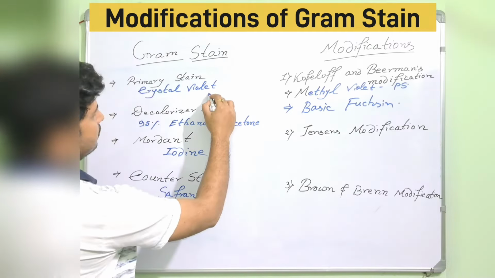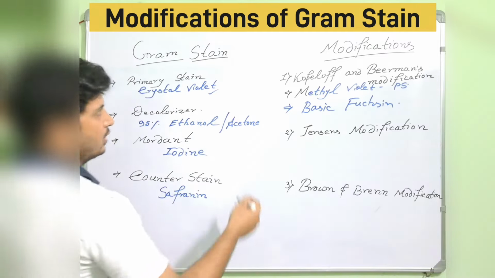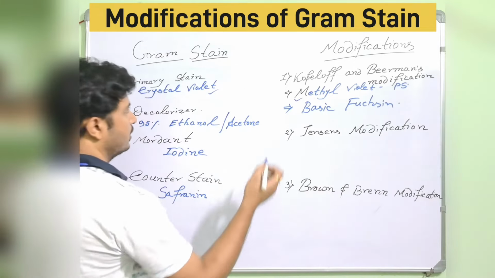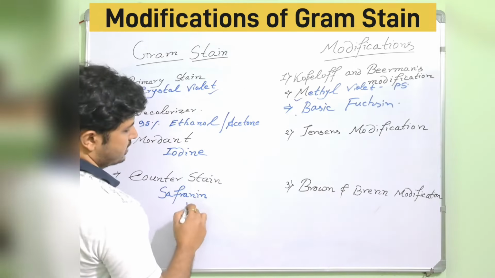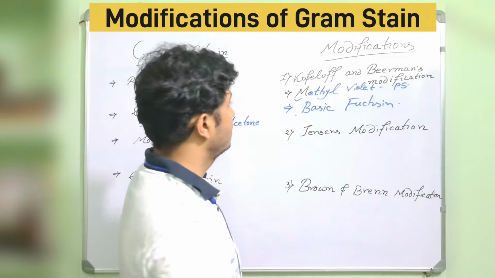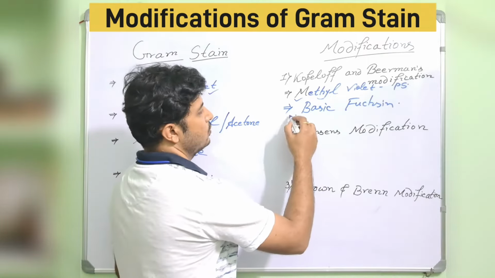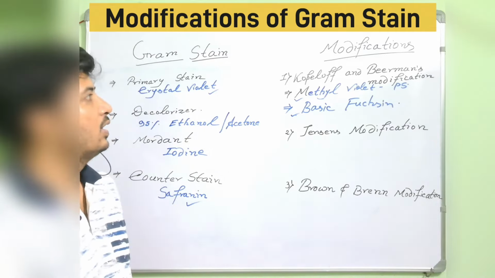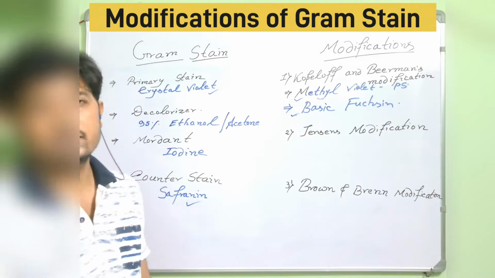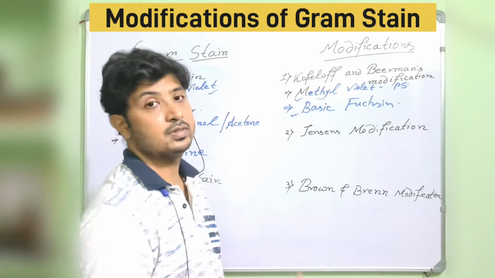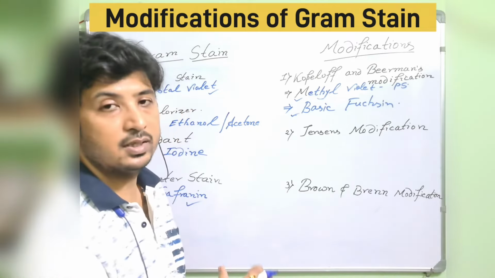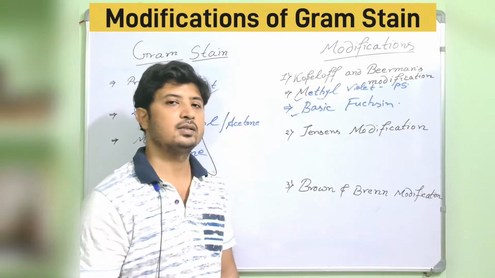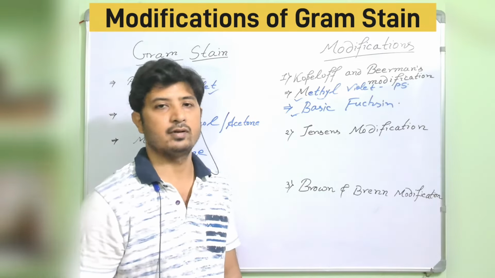The primary stain in normal gram stain was crystal violet, which has changed to methyl violet, and later on the counterstain, which was safranin in case of gram stain, now has been assigned to basic fuchsin. So these two are modified versions according to Kopeloff and Beerman's technique of gram staining. Remember, these are also gram staining, only the reagents used in this reaction or the staining methods are different.